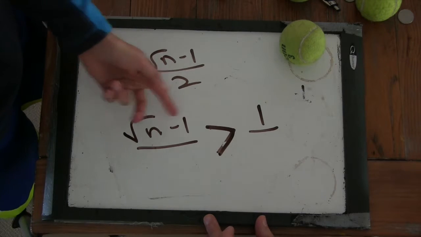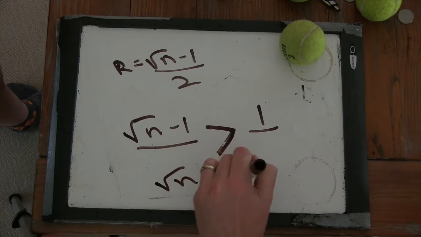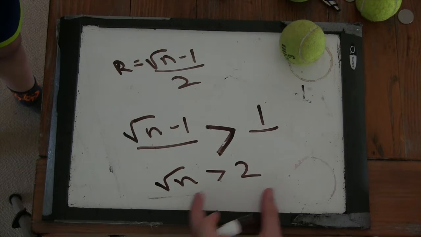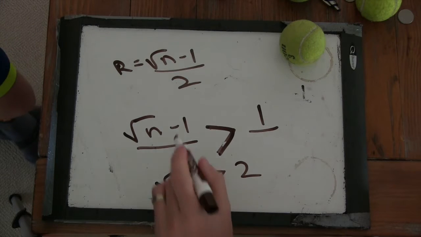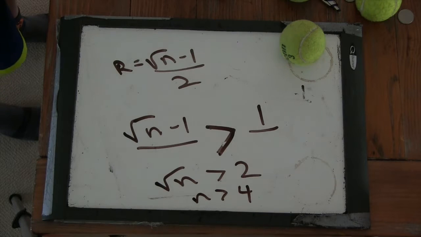Square root of n minus 1 is bigger than 1. Well, let's add 1 to both sides. Square root of n is bigger than 2. Then square everything, and again, I can square everything because nothing's negative here. So n is bigger than? n is bigger than 4. So the fifth dimension is the first time it happens.